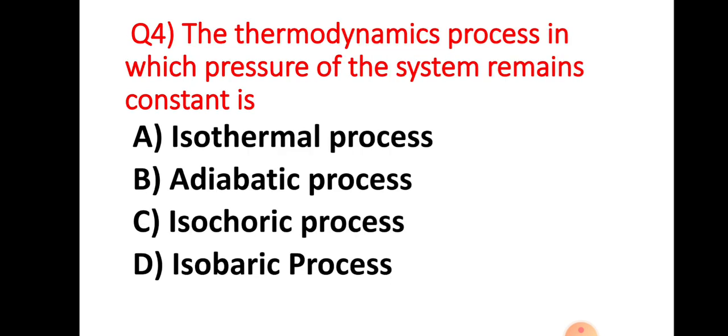Now let us see question number 4. Thermodynamic process in which pressure of the system remains constant is. The process in which pressure remains constant is called isobaric process. The process in which volume remains constant is called isochoric process. So the right answer for question number 4 is option choice D.